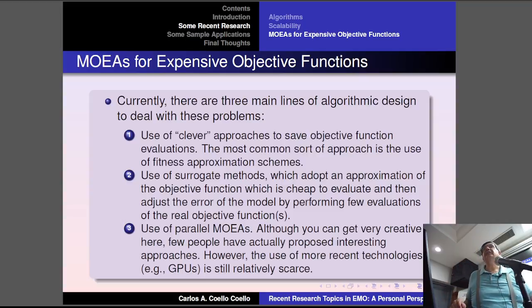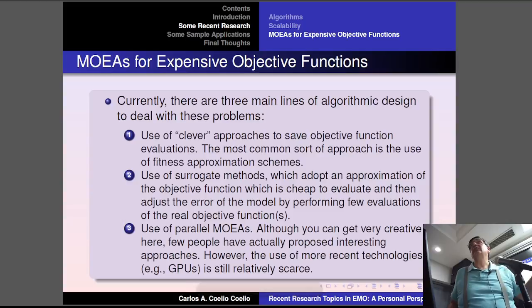The other alternative, of course, is to use parallelism. If you can afford having a cluster of computers or a supercomputer, then that's the way to go. This, of course, if you have access to a supercomputer, is very, very expensive. It may be necessary in some cases.